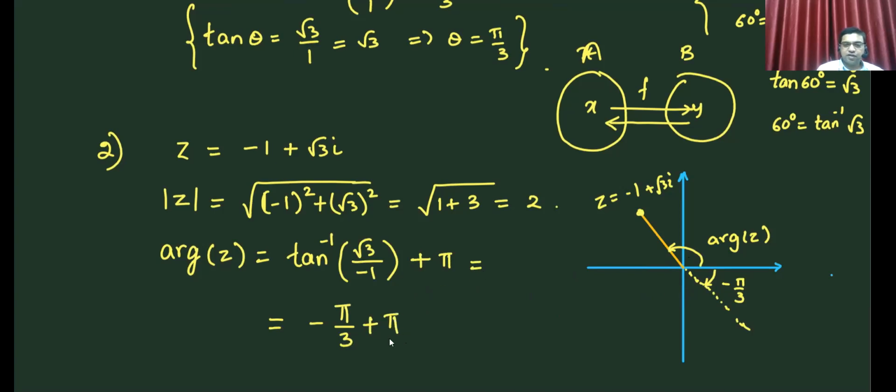Okay, so this is 2 pi by 3, or 120 degrees. So this is the modulus. Modulus is 2. Argument is 2 pi by 3. Understood?